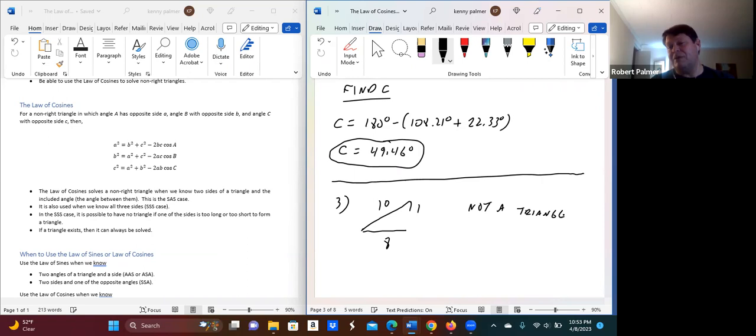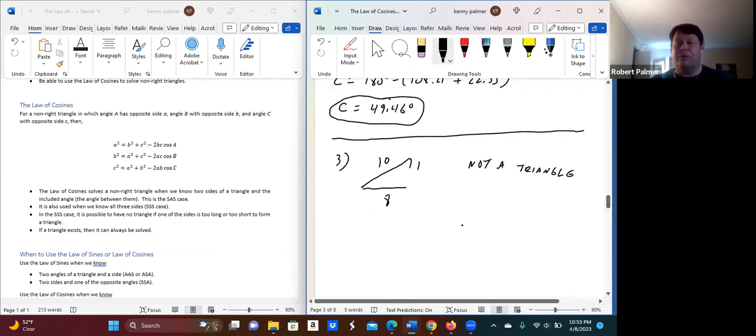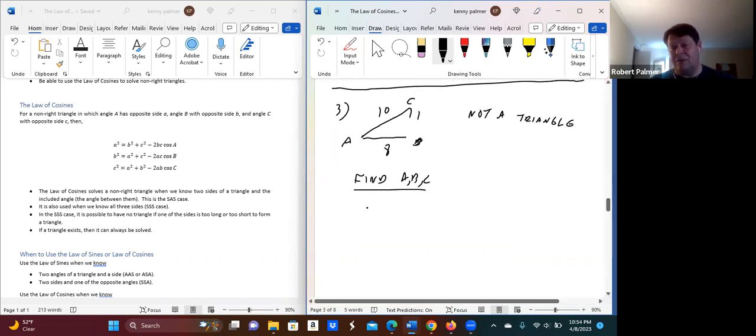Okay, this is obviously not a triangle, and we can see that. But the thing is, what if someone just gave you these three numbers? How would you know that's not a triangle? Well, we'll show you how to find out. Let's do this the same way. Let's treat it the same way. Let's say this side was A. This would be angle B, and then this would be angle C. Let's approach it the same as we did before. Find A, B, and C, as if this is a typical case. All right. So let's find A.